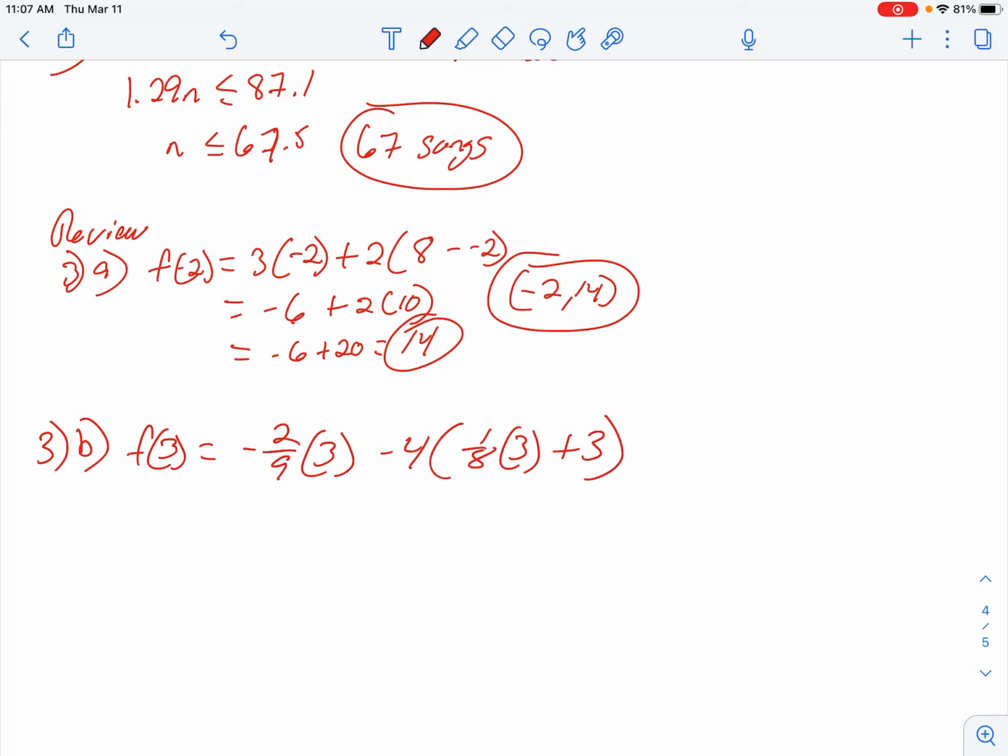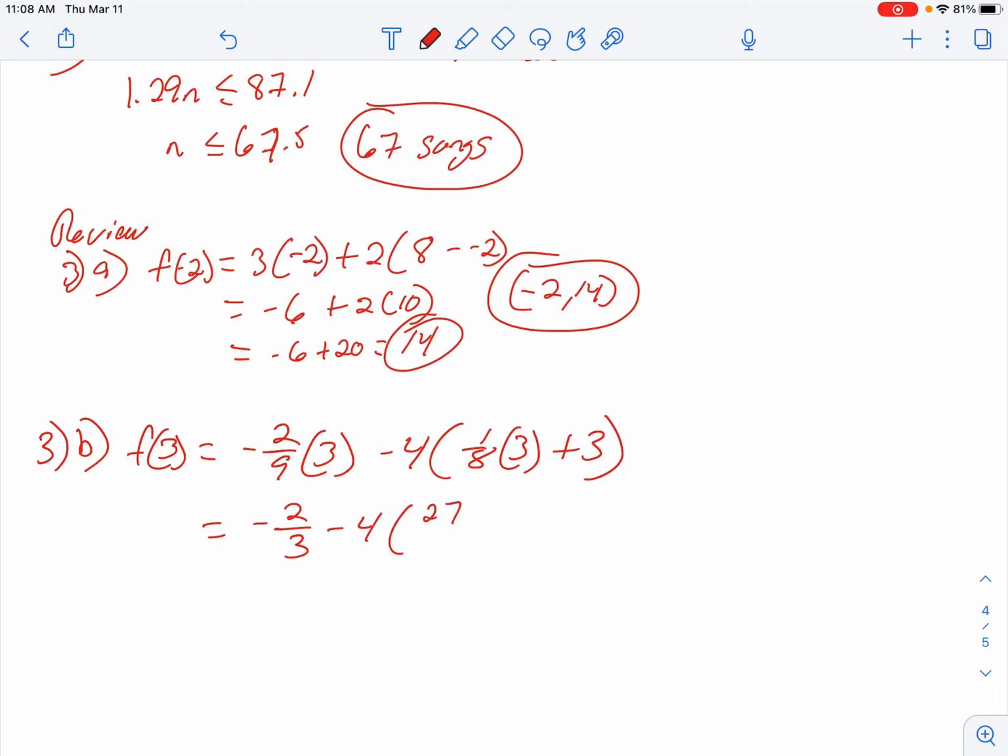Let's take -2/9 times 3. All right. Let's plug that into your calculator. And when you do plug that into your calculator, it's going to give you -2/3. And then let's plug the other part into your calculator. What I mean by that is the 1/8 times 3 plus 3. And when you plug that into your calculator, it gives you this not pretty fraction.